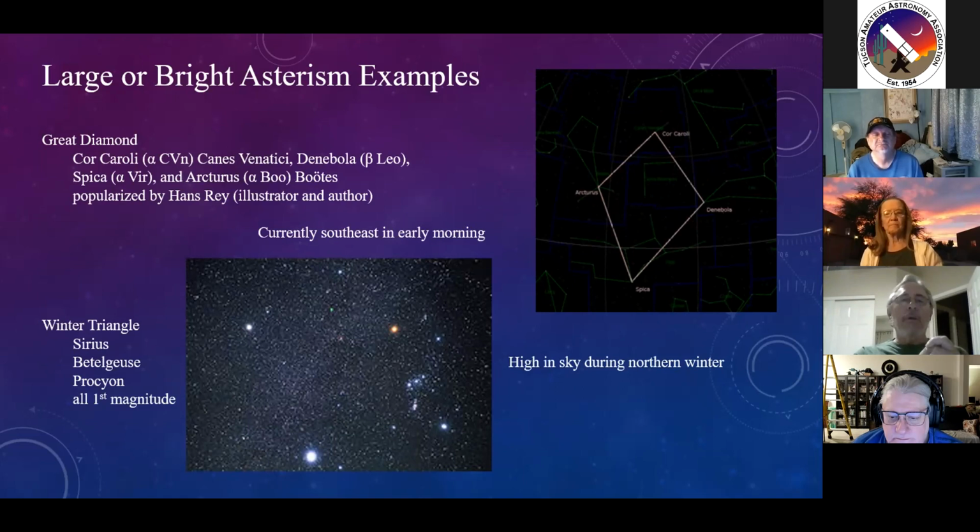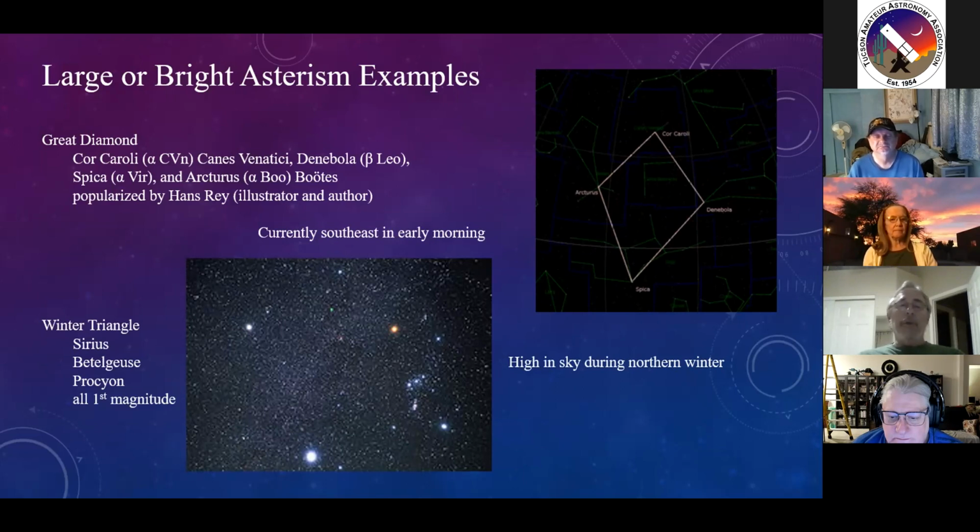I think these are all, I'm not positive on this, but they're either first or second magnitude stars. The Great Diamond has a couple of major stars from different constellations: Cor Caroli, Denebola, Spica, and Arcturus, from four distinct constellations. But this is a very common and recognizable pattern in the sky. I think most folks are probably familiar with it. Currently, it's in our southeast in the early morning, up until about sunrise. I think it's gradually moving closer and closer to the south. But right now, it's not very high.